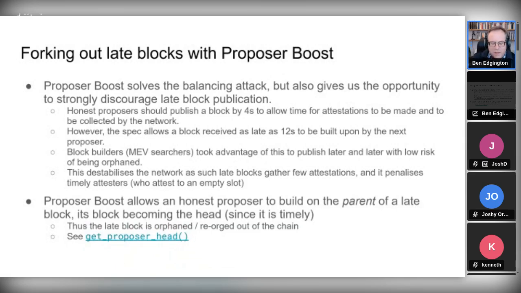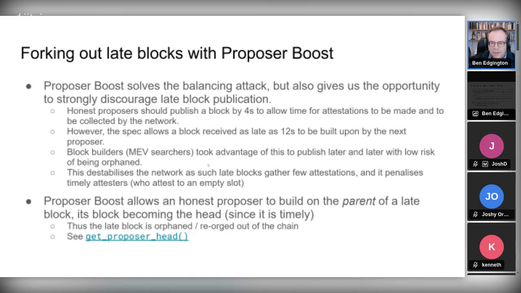There was a time when nodes were demonstrably publishing blocks later and later. The publish time for blocks was creeping even beyond the 4 second mark, you know, 5.5 seconds into a slot. They weren't getting many attestations, but because they were received by the next proposer in time, they were often built on as the head of the chain. Why would people publish blocks late? Well, it's all about MEV, and it's just having the maximum time to gather that sweet order flow and pack it into a block.